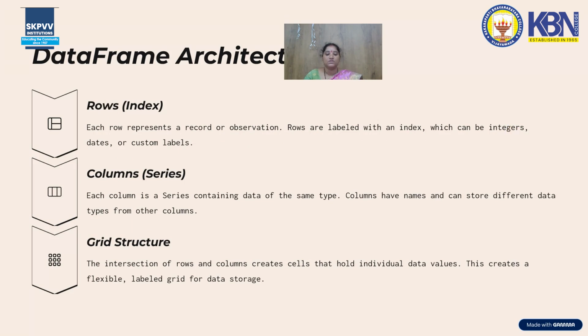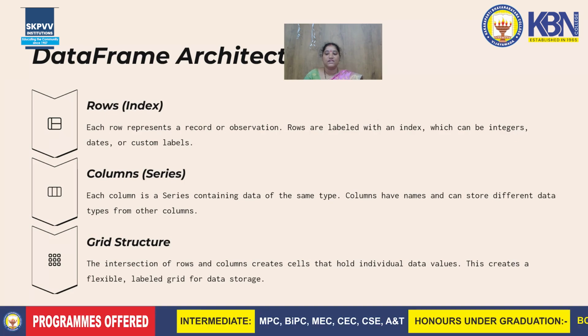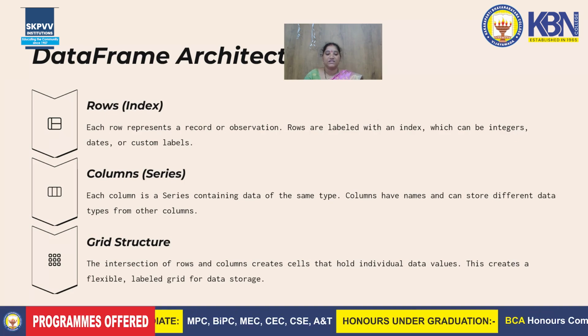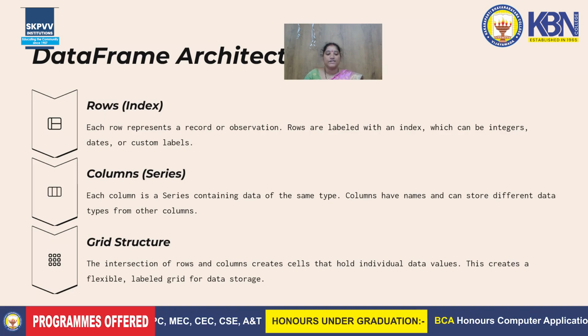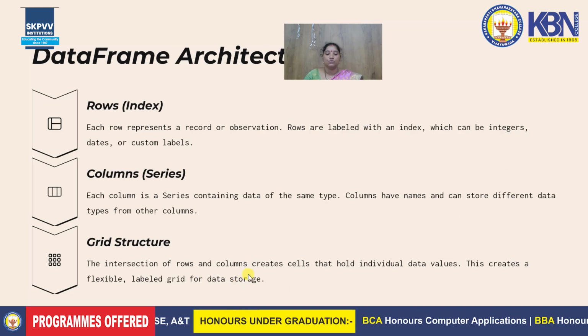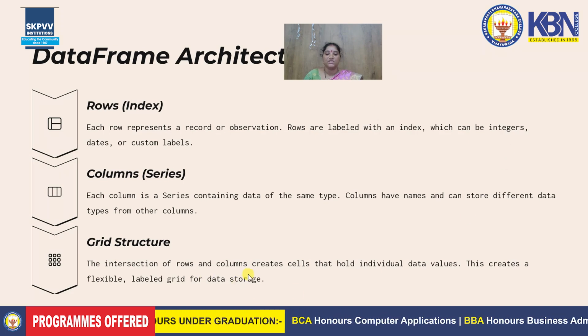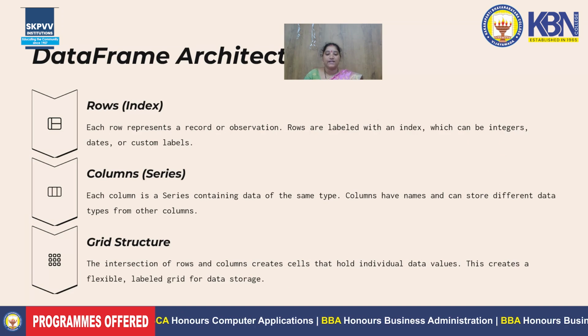And a column is also called a series, and it contains data of the same type. The columns have names, and each can store a different data type from other columns. What about the grid? The grid is the intersection, the combination of rows and columns, and it creates cells that hold individual data values, making a flexible labeled grid for data storage.